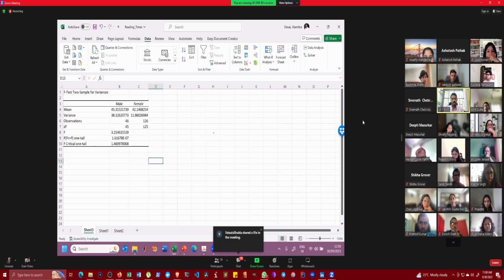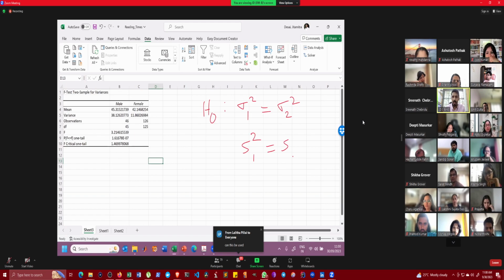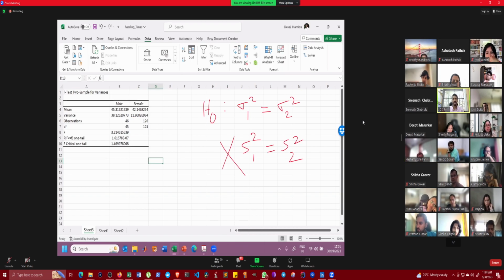What is this test for? What is this hypothesis test? This hypothesis test is saying that sigma 1 squared is equal to sigma 2 squared. This is the variance of population 1 is equal to the variance of population 2. Everybody, let's be very clear about this. This is not S1 squared equals S2 squared. This is incorrect. I already know the values of S1 squared and S2 squared. I can see them in the Excel output. My variance for males is 38.12. For females it is 11.86. There's no uncertainty with respect to my sample values. My test is for the population.